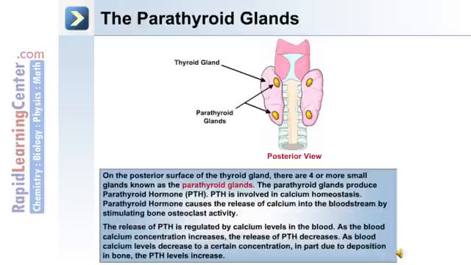The release of PTH is regulated by calcium levels in the blood. As blood calcium concentration increases, the release of PTH decreases. As blood calcium levels decrease to a certain concentration, in part due to deposition in bone, the PTH levels will increase.